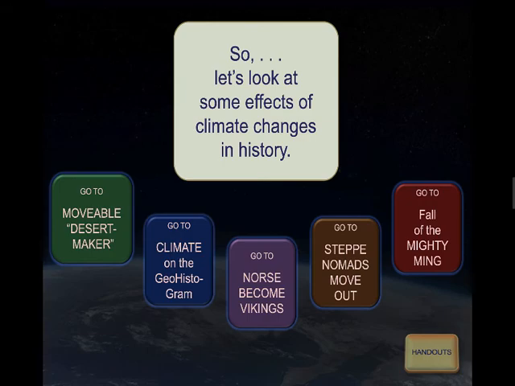So with that, let me show you three shorter PowerPoints, one of which puts climate on the geohistogram. That's a graphic organizer that we have on the websites here. And then we'll take a look at the Vikings and the steppe nomads.